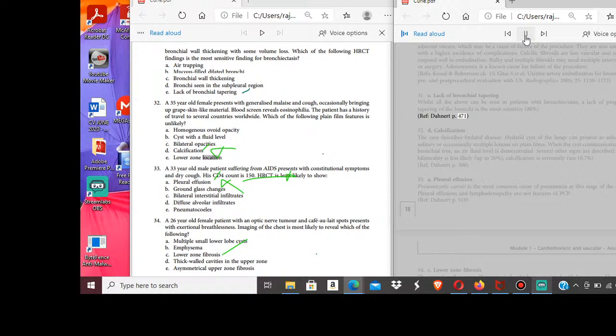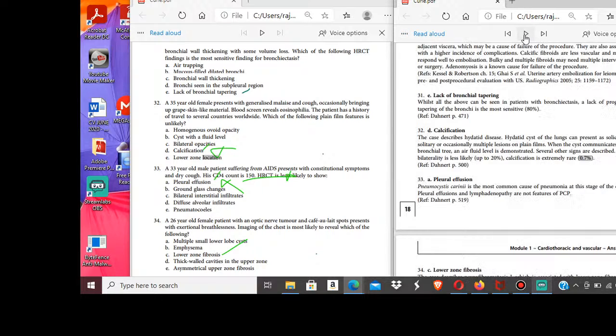32. D. Calcification. The case describes hydatid disease. Hydatid cyst of the lungs can present as solid ovoid solitary or occasionally multiple lesions on plain films. When the cyst communicates with a bronchial tree, an air fluid level is demonstrated. Several other signs are described. Whilst bilaterality is less likely, up to 20%, calcification is extremely rare, 0.7%.